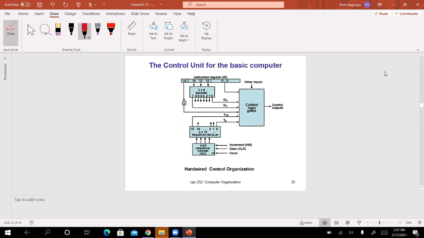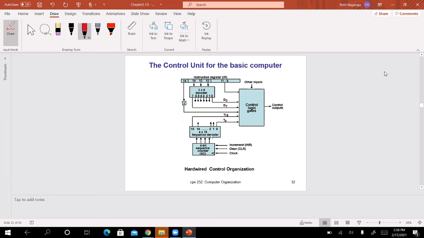Similarly, to the control logic gates we are applying bits 0 to 11. At the same time we are applying some more inputs. Then there is the 4-bit sequence counter. Initially it starts from 0, and each time it is incremented by 1.